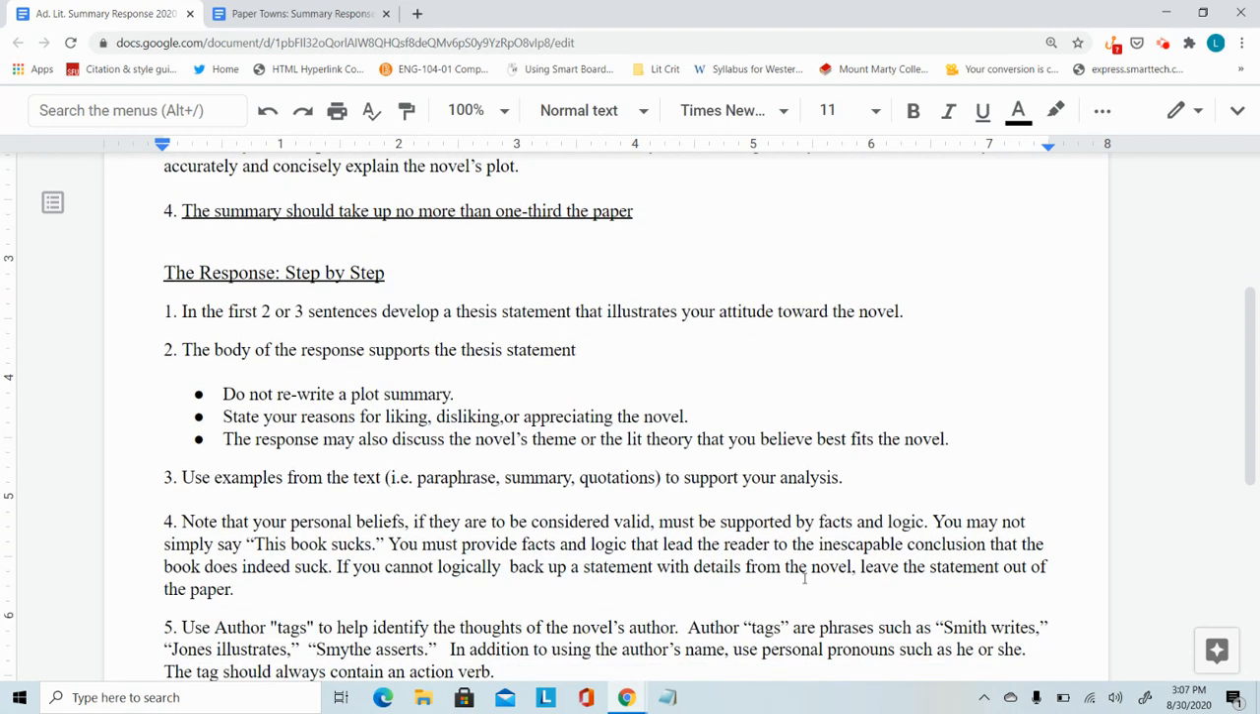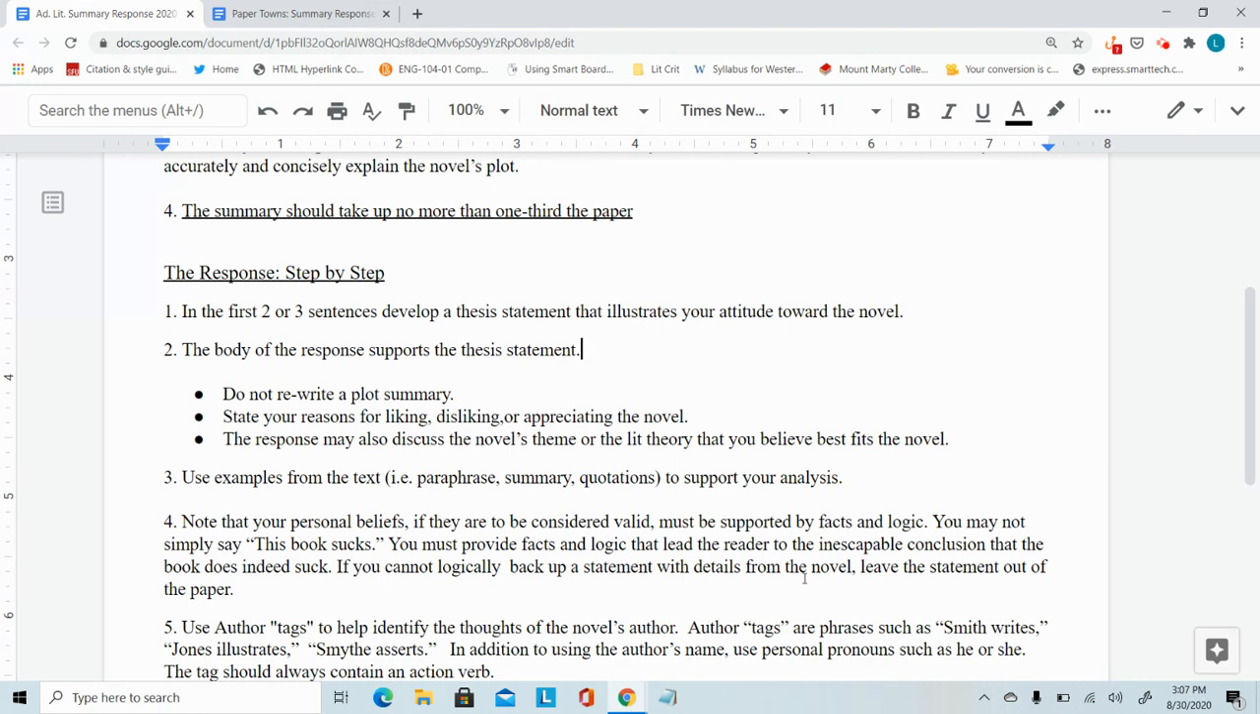When you get to the response, have a thesis statement that indicates your attitude towards the novel. The body of the response should support the thesis statement, just like the body of every paper should support the thesis statement. Don't rewrite the plot summary. That was up in the summary. You state your reasons for liking, disliking, appreciating the novel, whatever it is.